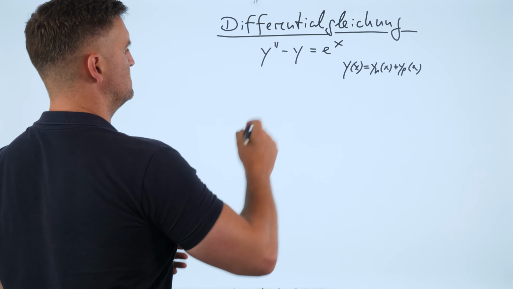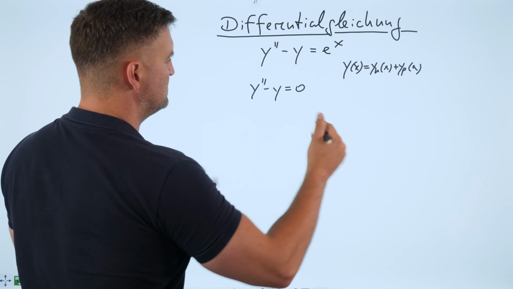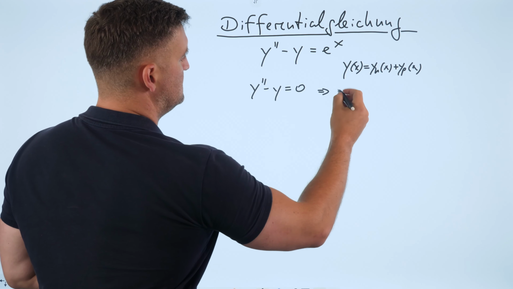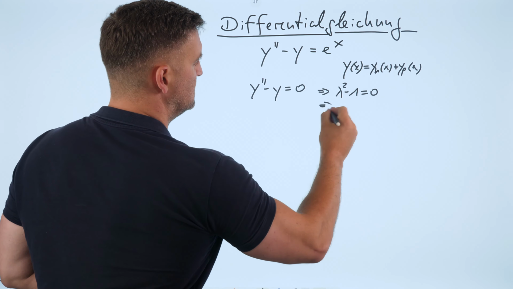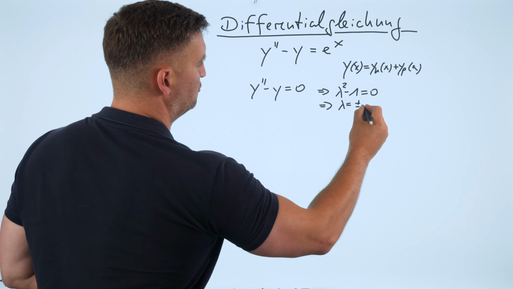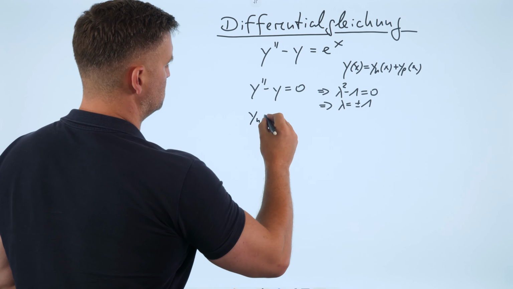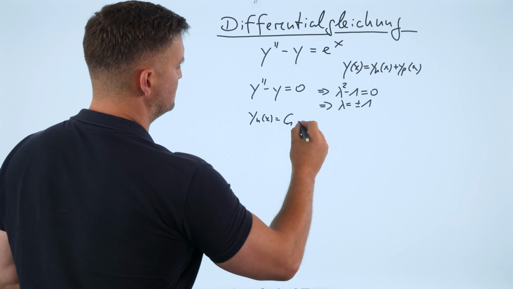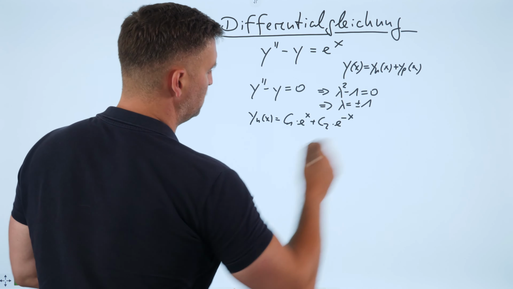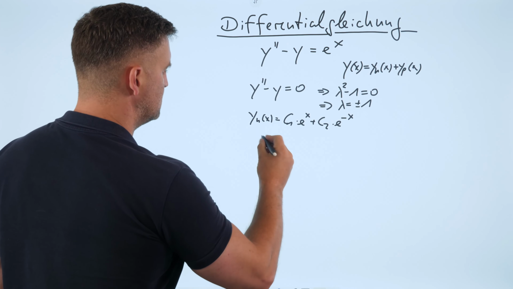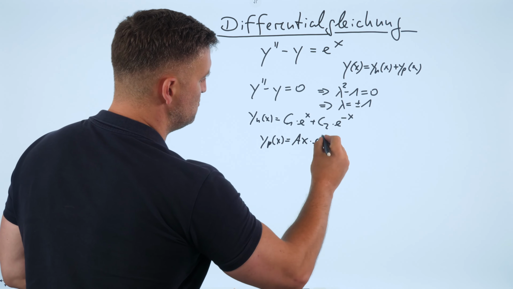Let's start by solving the homogeneous equation y double prime minus y equals 0. That leads you to the characteristic equation lambda squared minus 1 equals 0. That leads you to lambda equals plus or minus 1, which should then be used accordingly, and yh of x is then equal to c1 times e to the x plus c2 times e to the minus x. Then we use the ansatz yp of x equals a times x times e to the x.